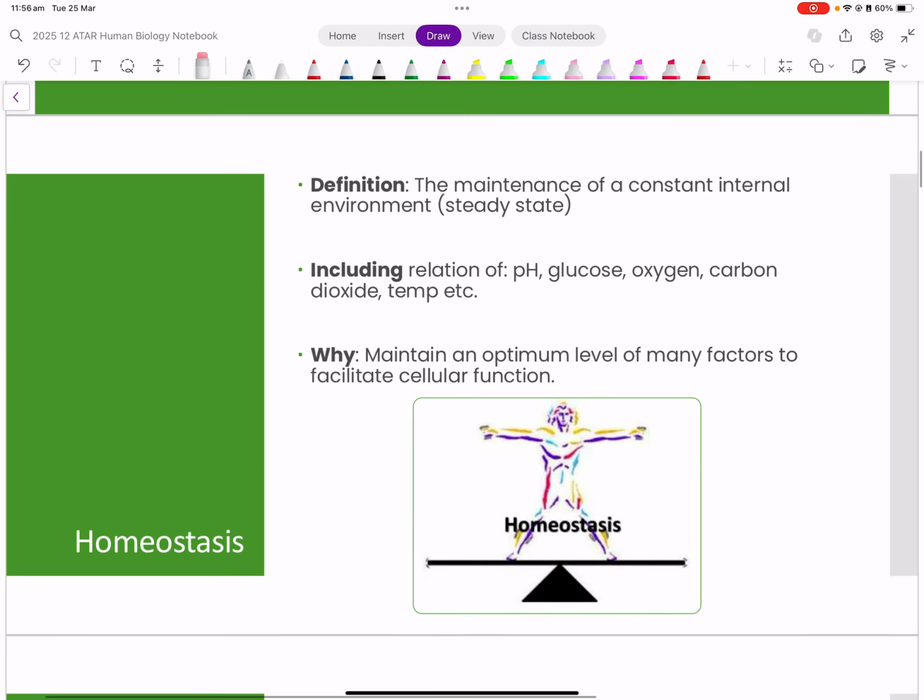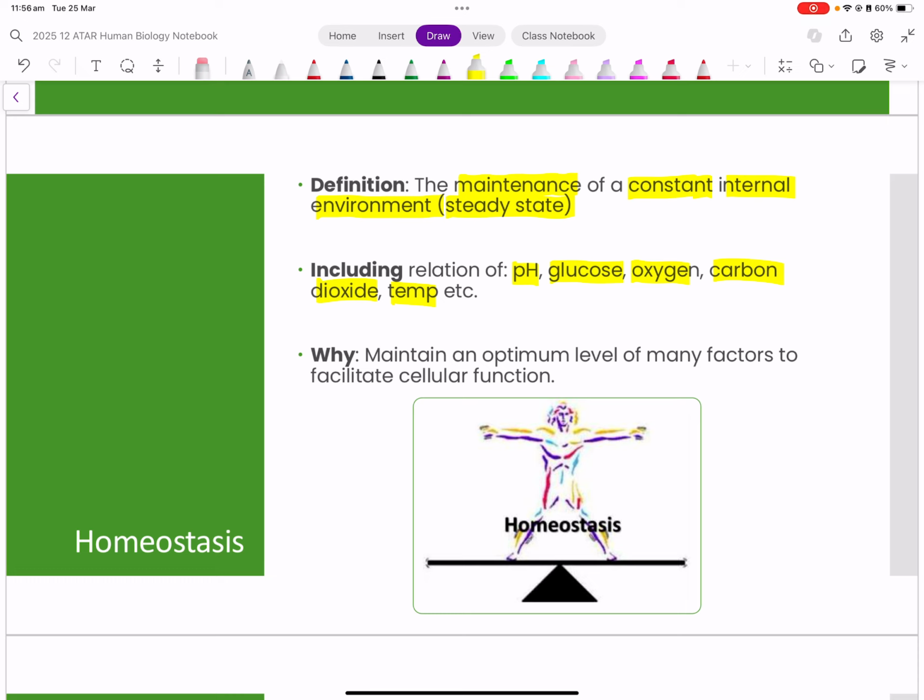A simple definition for homeostasis: it is the maintenance of a constant internal environment, or what we call a steady state. And this is despite changes in the external environment. So what are we trying to maintain? Well, we're trying to maintain our body's acidity, concentration of sugar, its oxygen and carbon dioxide levels, its temperature, its water level, you name it, okay?